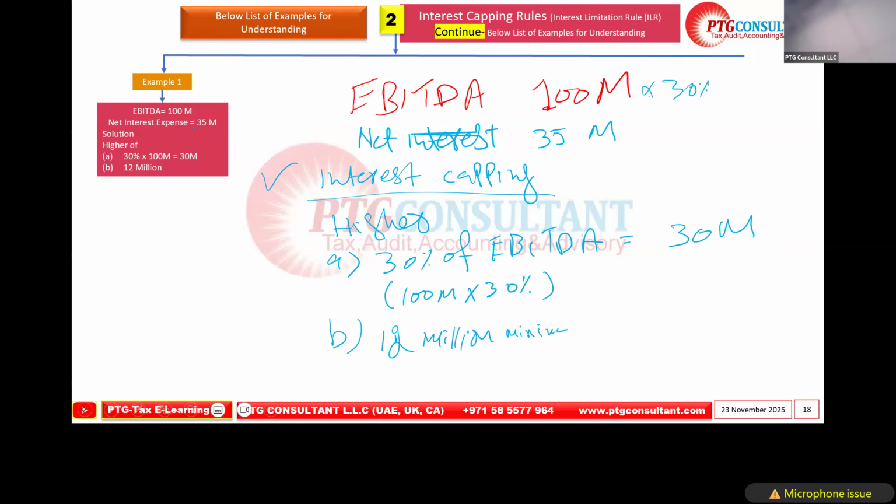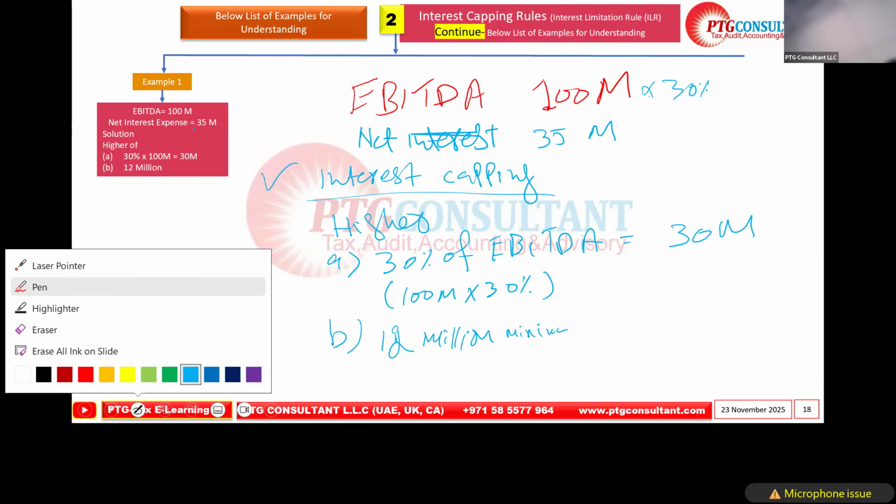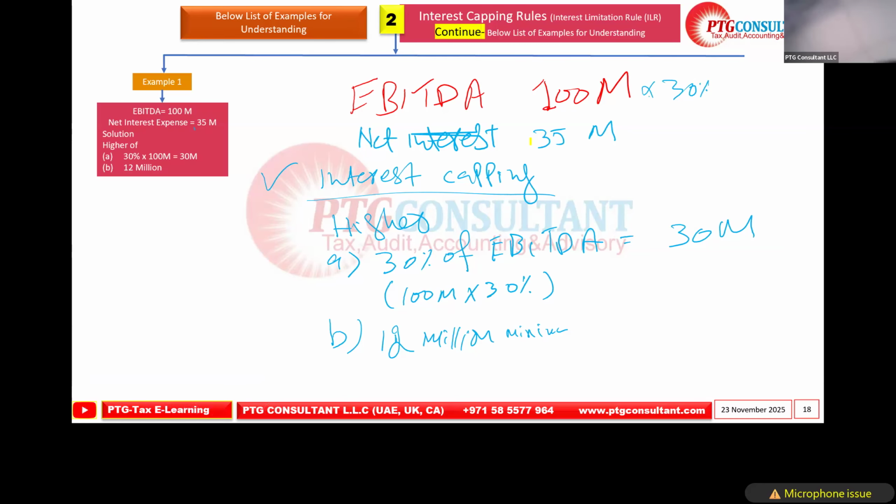What is the interest deduction limit? So here it is saying interest expense, how much? This is the interest expense. So how much is allowed? Guys, how much is allowed?